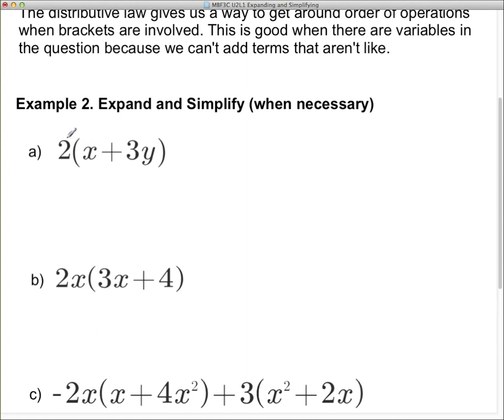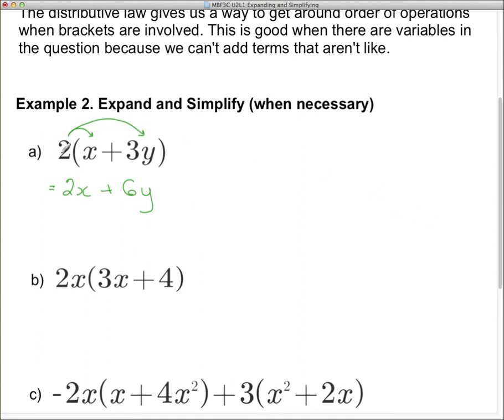So here's how we expand. I take the 2 and I multiply it through. So when I take the 2 and I multiply it through, I go 2 times x. Well, 2 times x I can just write as 2x, because we understand there's a multiplication in there anyway. And then 2 times 3y, well, I just have to multiply the 2 by the 3. So I have plus 6y. And that's all there is to it.